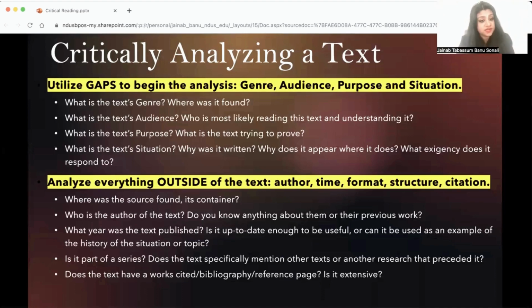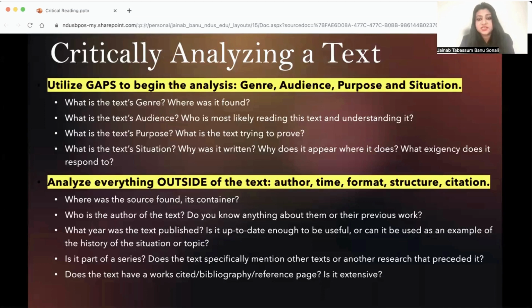Then, is it a part of a series? Does the text specifically mention other texts or other research that precede it? It simply means whether the author of that particular text that you are reading is referring to other authors or not. So is the author giving credit to other authors or not? So that means whether the author is writing an ethical paper.